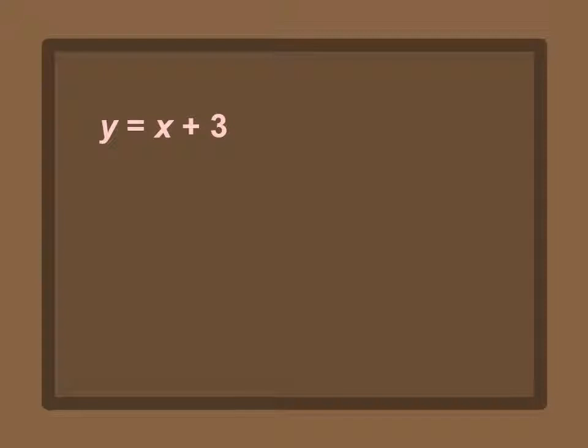And we're going to use the equation y equals x plus 3. And the first number in the domain was negative 4, so we're going to let x be negative 4. So we're going to substitute negative 4 in for x.